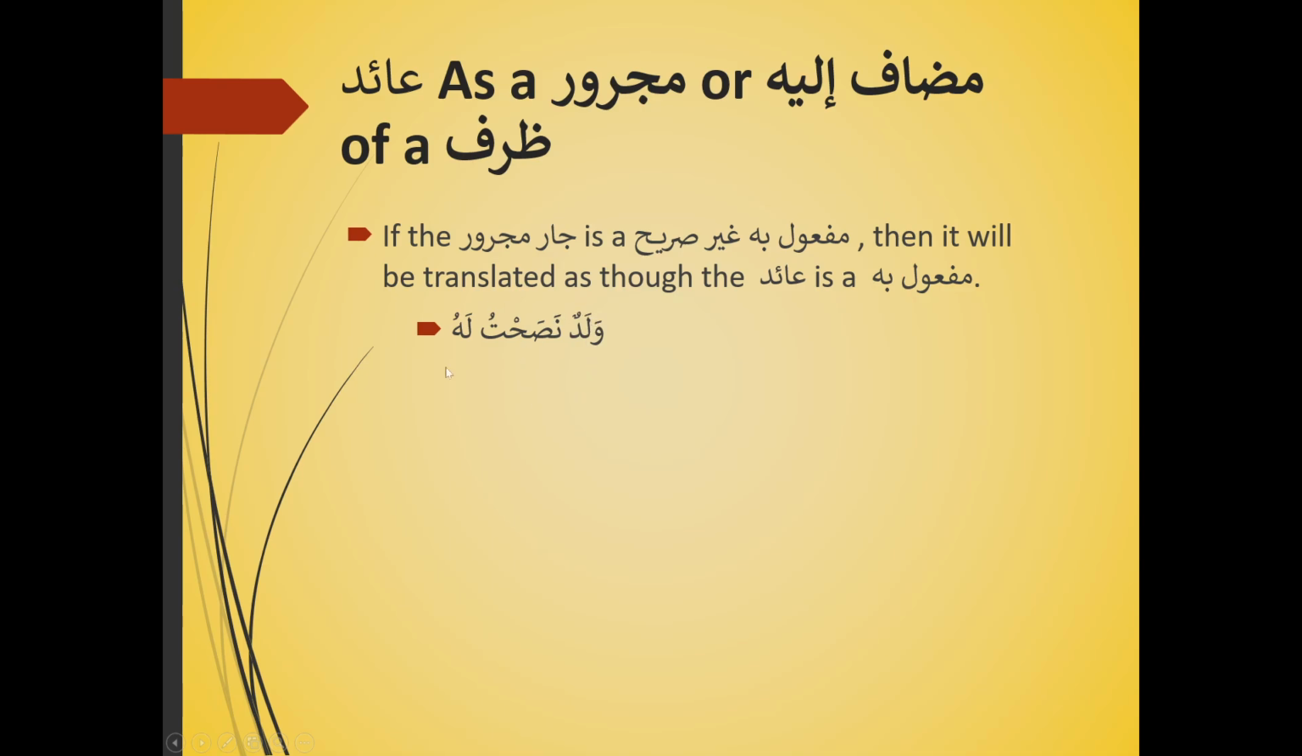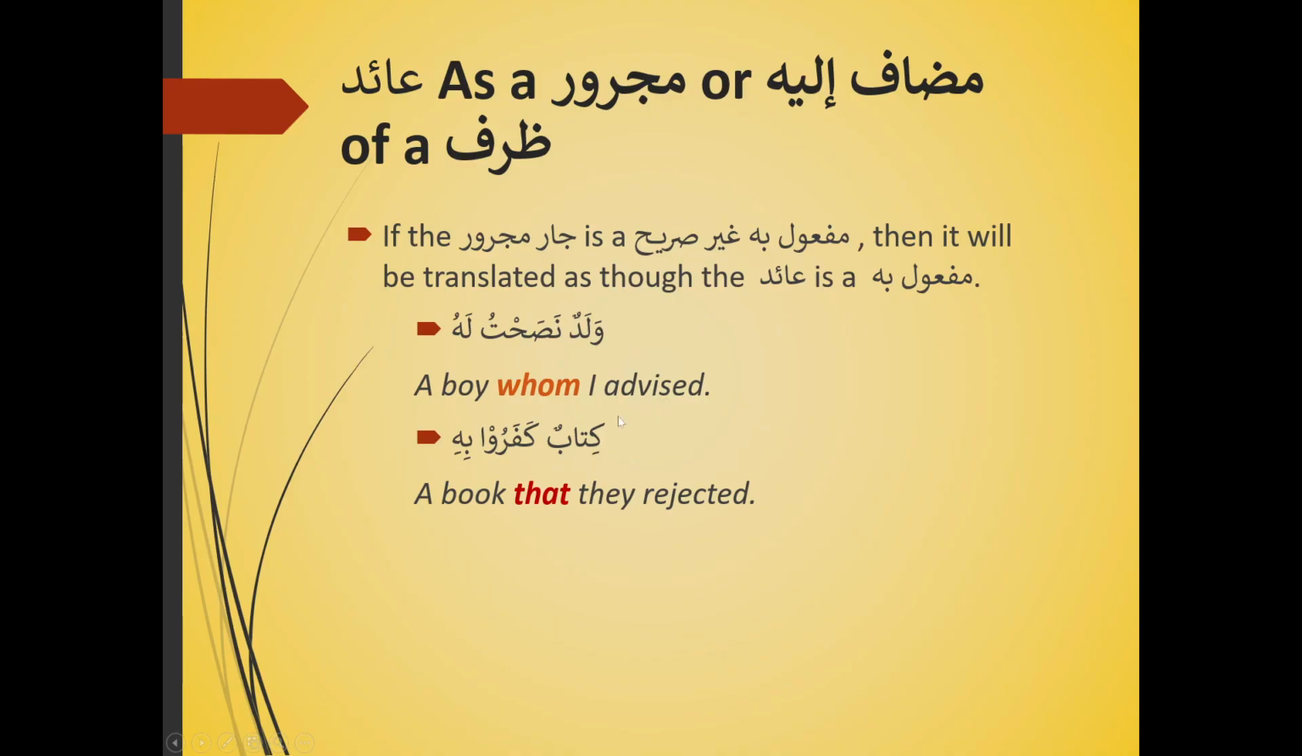But in this case, waladun nasahtullah. A boy whom I advised. Who did you advise? A boy. Then kitabun kafaru bihi. A book that they rejected. What did they reject? A book. Alhamdulillah.